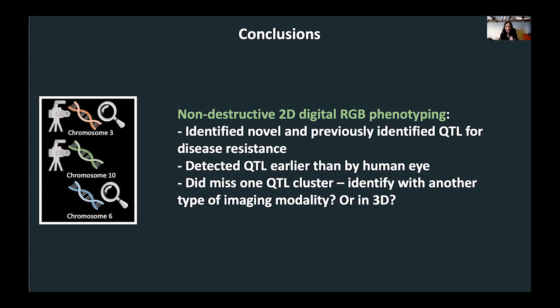Maybe if we had identified it with another type of imaging, we would have picked it up. But I think it might have to do with the fact that our images are all in 2D. So we took 8 images all the way around and we averaged those, but that's not enough to give you the 3D that you're capturing with your eye. So maybe if we went back and did it in 3D, we would capture that.